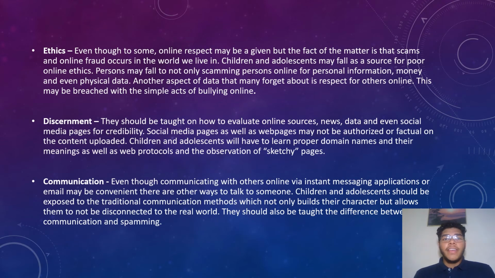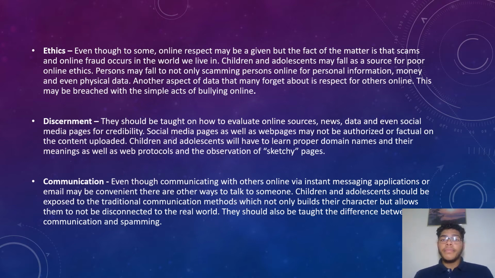Our fifth category is ethics. Even though to some, online respect may be a given, the fact of the matter is that scams and online fraud occur in the world we live in today. Children and adolescents may fall as a source for poor online ethics. This demographic may not fall only to scamming persons online for personal information, money, and even physical data, but another aspect that many forget about is respect for others online. This may be breached with the simple acts of cyberbullying. And in today's environment, we see that a lot, not only with children and adolescents, but with persons in general, where they post without knowing the effects of their actions, and this has a negative view of social media on a whole.